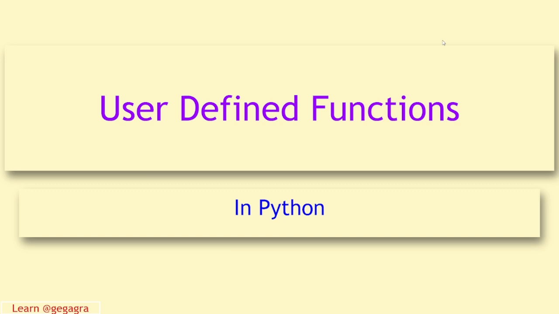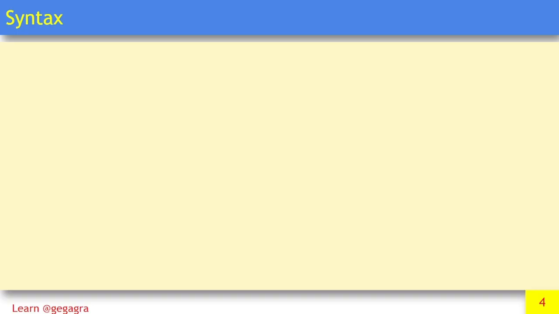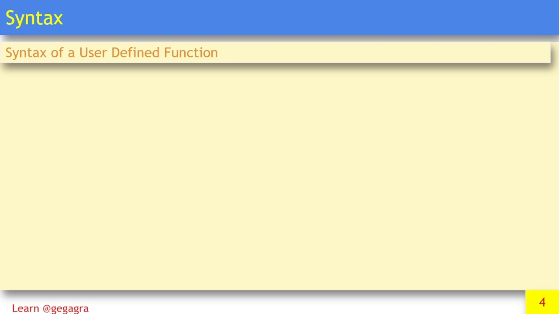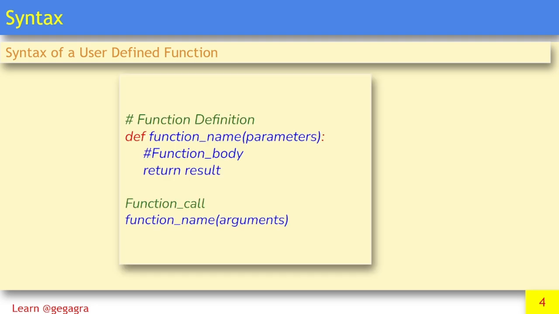So here is my presentation. What is the syntax of the user defined function? The function begins with the keyword def. If any line begins with the keyword def, it means this is a user defined function. It is a characteristic of a function that it does not get executed by itself. It will be executed as and when it is called by the program or the main code.